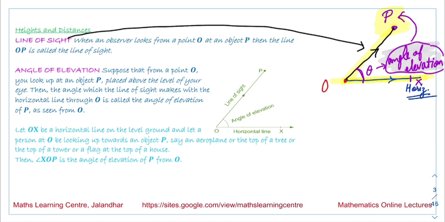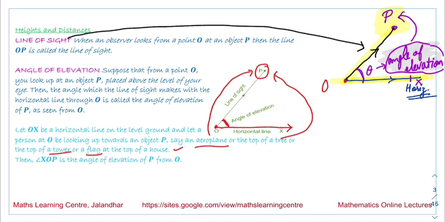Some examples are given over here. An aeroplane is flying, or the top of a tree, or a tower, or a flag post on the house. All these can be represented as this point P. Then we are standing here on the ground and looking at this point P from this point O. This line we have drawn is the horizontal line, and the angle formed over here is the angle of elevation.